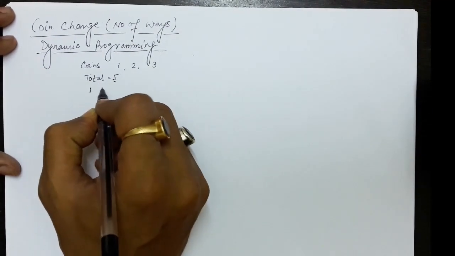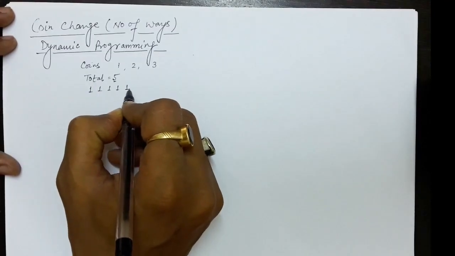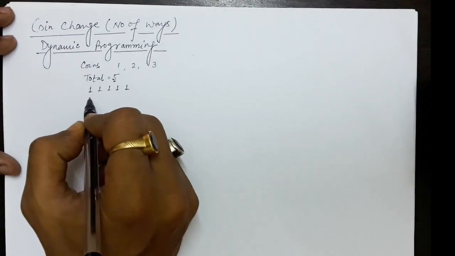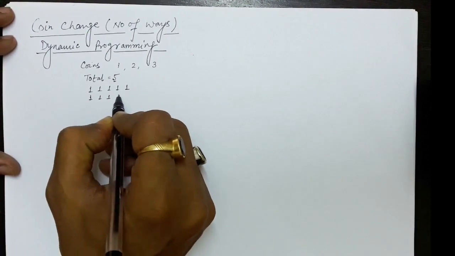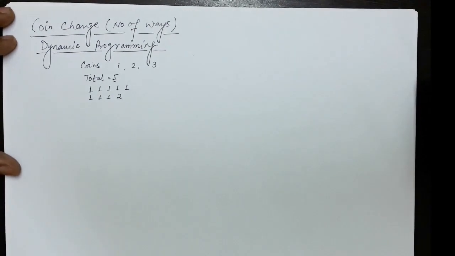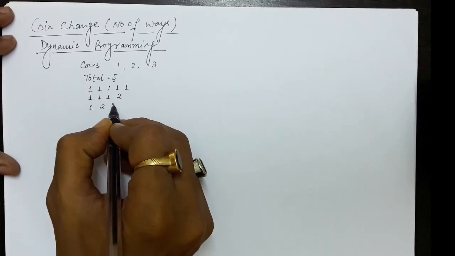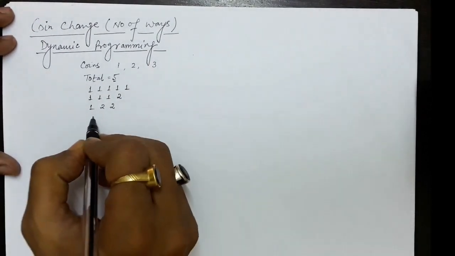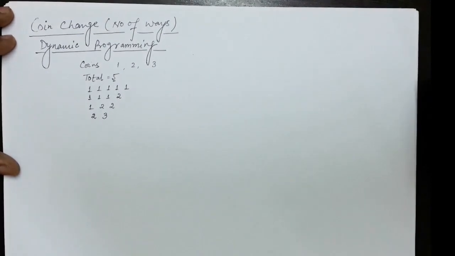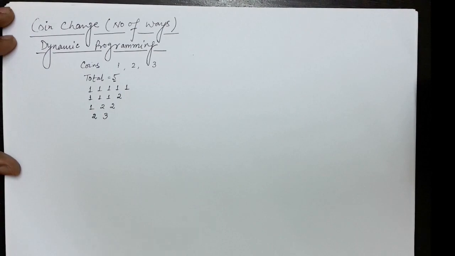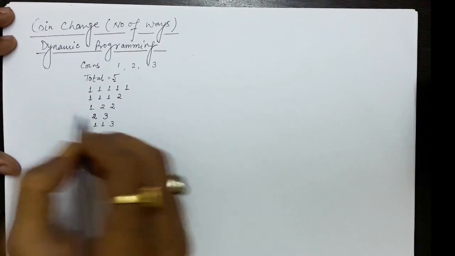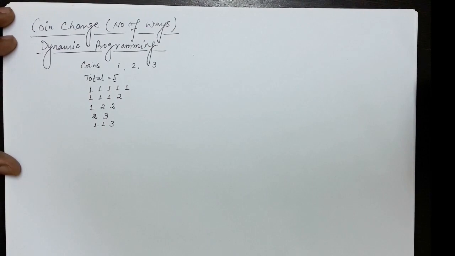So randomly, if we select some of the solutions, if we take 1 1 1 1 1, it means we are taking 5 coins of one denomination, and 5 can be generated. Another way may be that we take 3 coins of one denomination and 1 coin of two denomination, then also it can be generated. If we take 2 coins of two denomination and 1 coin of one denomination, then also 5 can be generated. If we take 1 coin of two denomination and 1 coin of three denomination, then also 5 can be generated. Another solution could be, you take 2 coins of one denomination and 1 coin of three denomination, then also 5 can be generated.